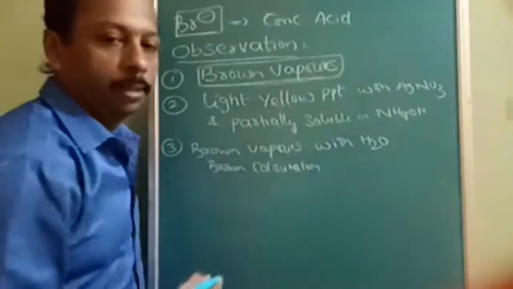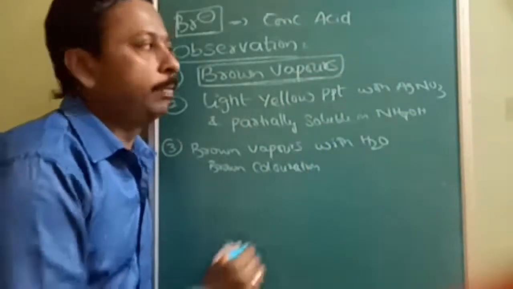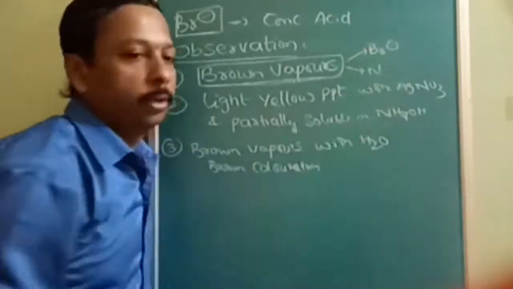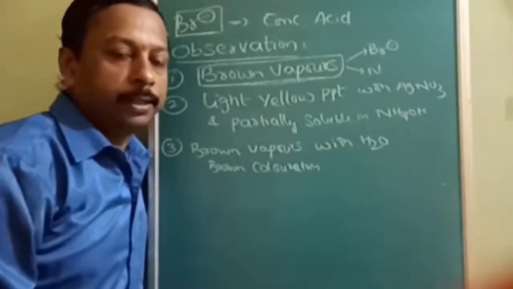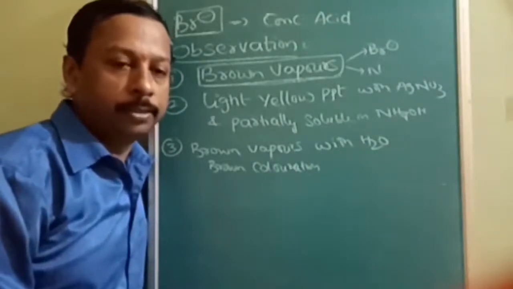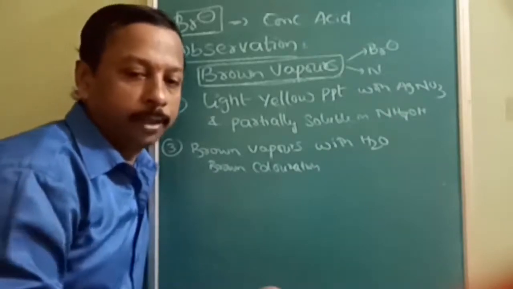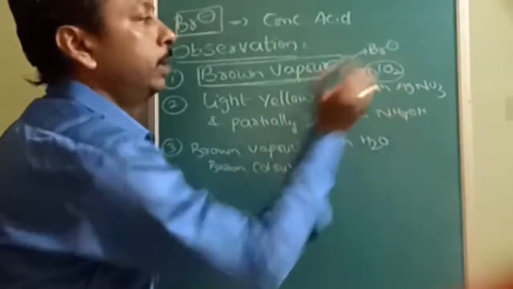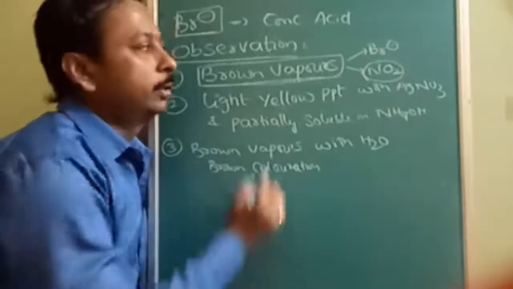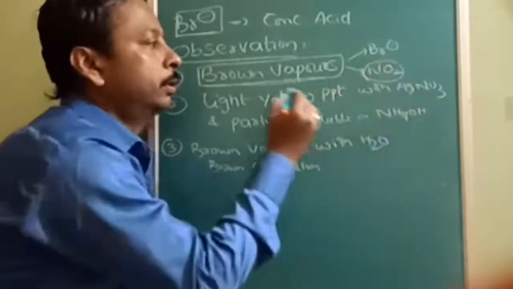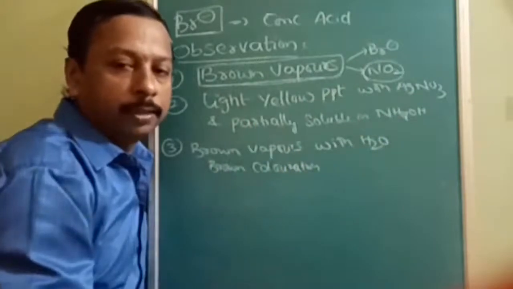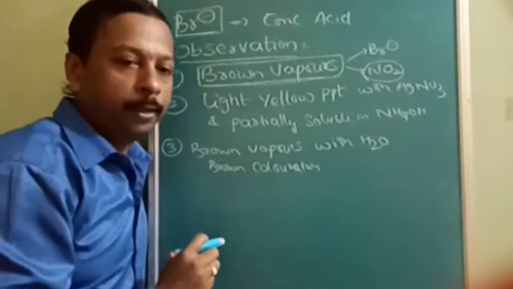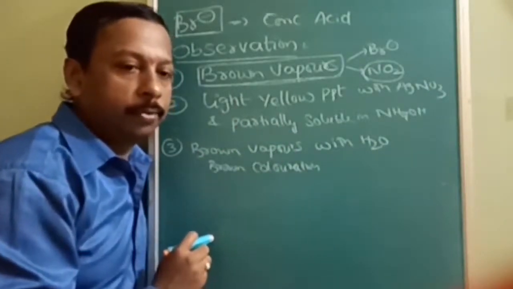But the problem is that brown vapors may be due to Br minus or due to one more example I have told. What is that? Previously, the evolution of brown vapors was due to, very nice, NO2. So it can be because of NO2, it can be because of Br minus also. That is the main problem with this observation. So still we are not confirmed that Br minus is present because of the similar color. So there are some more tests to be carried out, and these are not much different tests, very old tests only.